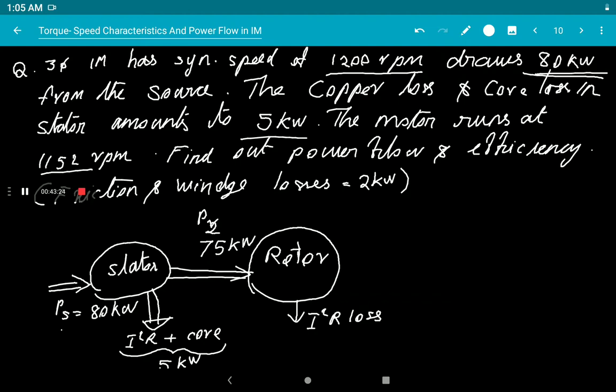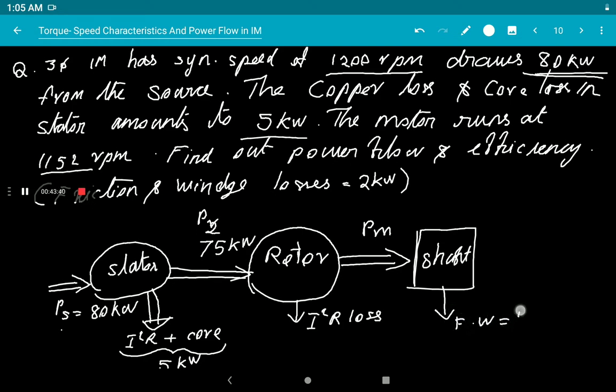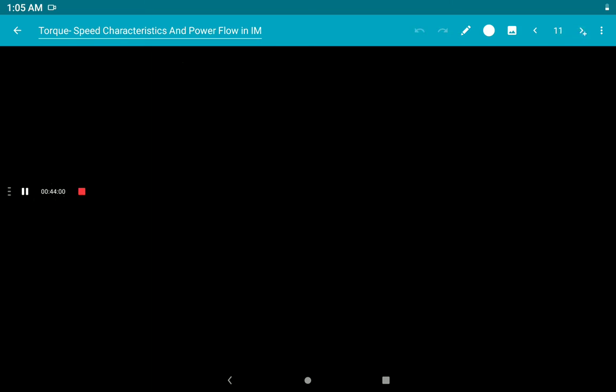So from the rotor you will get a mechanical power Pm, and there will be a shaft, and friction and windage losses are given as 2 kW, and the output is P out. Okay. So first you have to find out this copper loss, then Pm, the power flow, you just have to know each stage's values. So first it is given that loss in stator is 5 kW, so the input power P2 to the rotor is 80 minus 5, 75 kW, and you can find out slip.